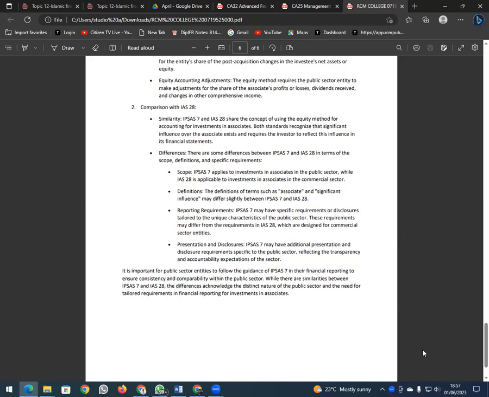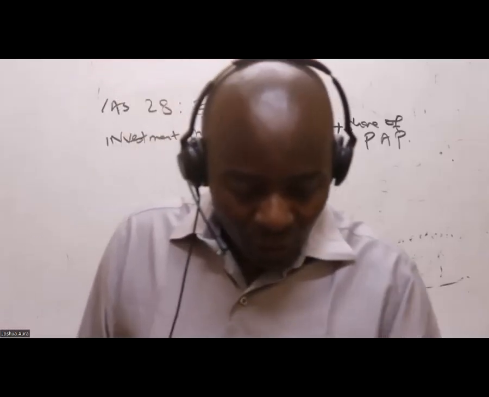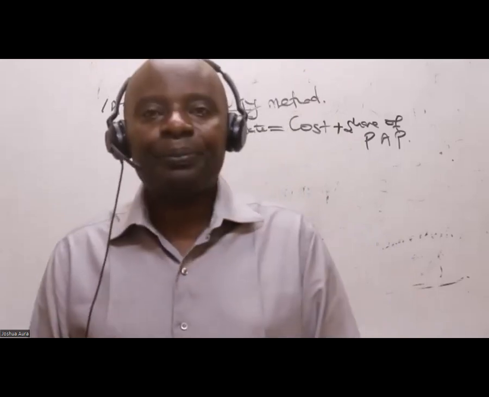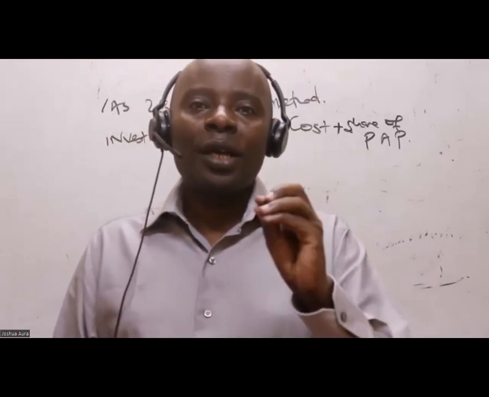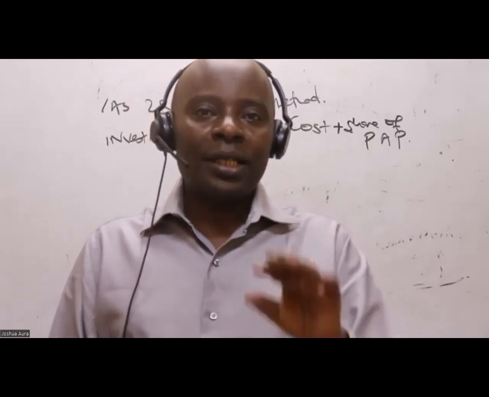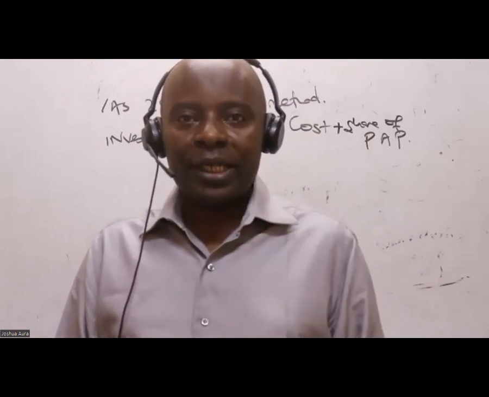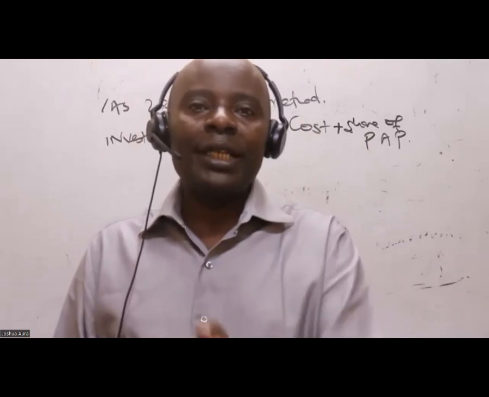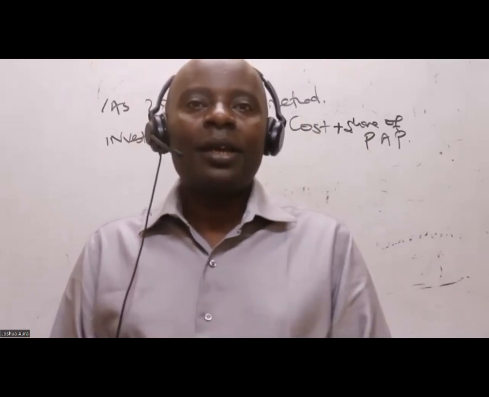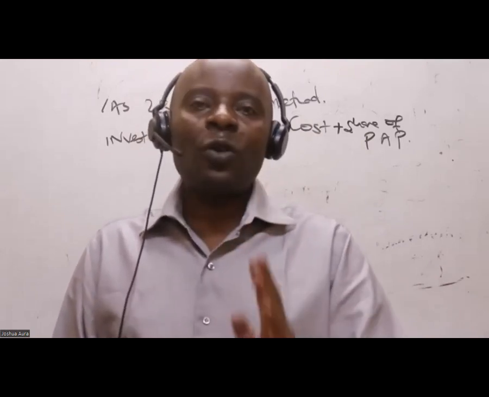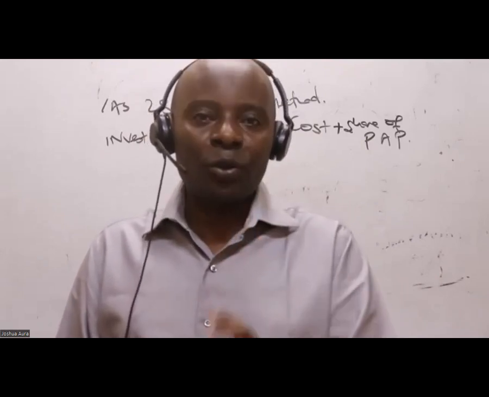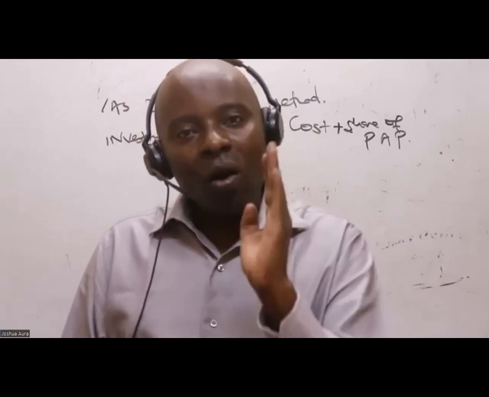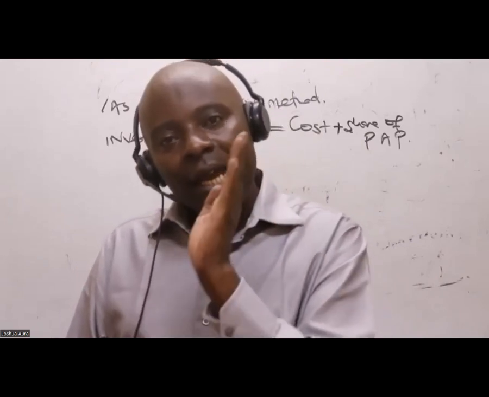Ladies and gentlemen, here there are things I would want you to appreciate. Basically, when we talk of these two standards, associate accounting in the public sector and associate accounting in the private sector, we are in agreement first of all that we shall be using the equity accounting method, where basically we take the cost plus any share of post-acquisition profits.